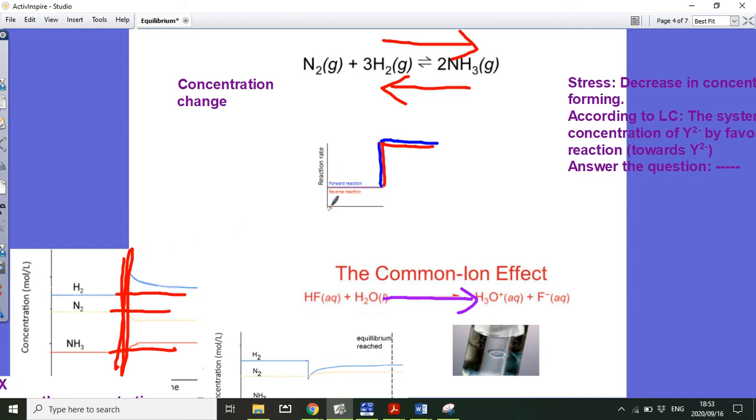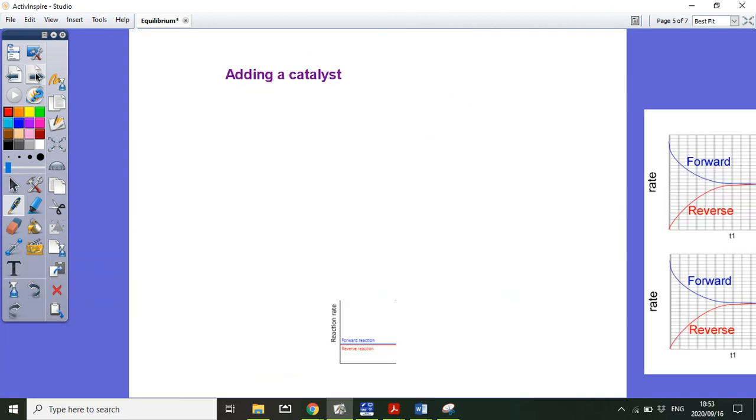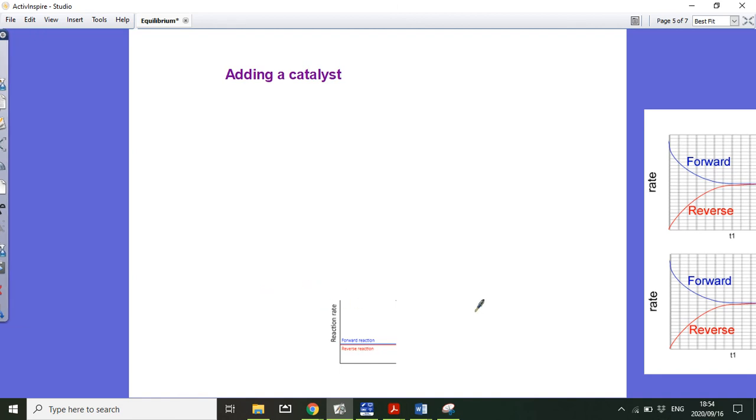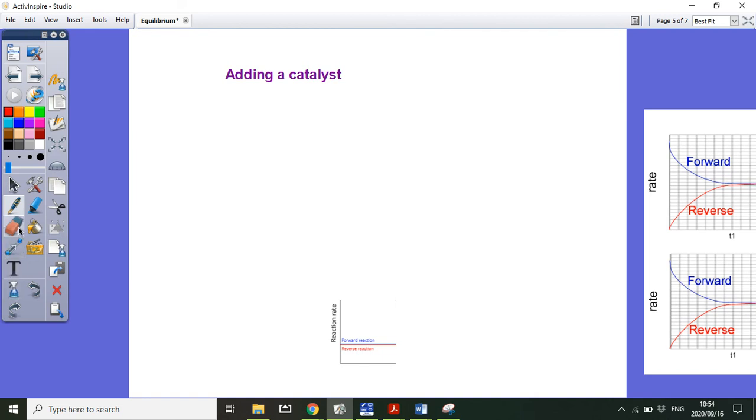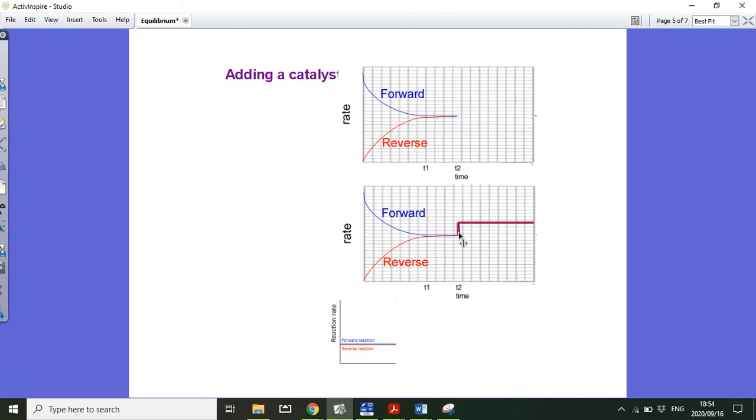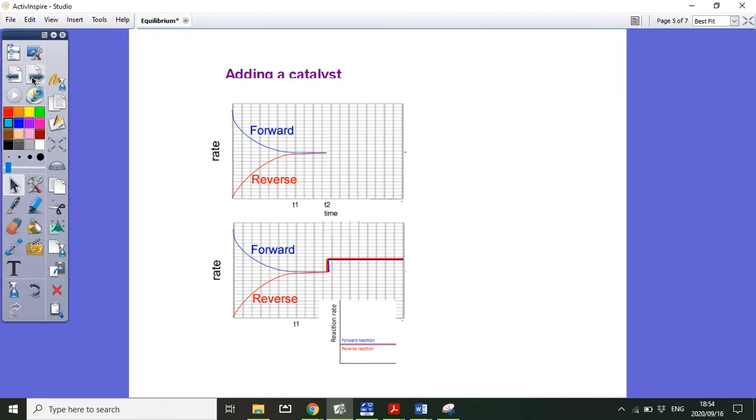So please look out. The catalyst does not affect the equilibrium position. It just speeds up the rate of both reactions. So both lines will go up. Oh, I actually made a space for the catalyst. But you know now already. So the forward and the reverse reaction will both go up. So if you add a catalyst, they will both go up and then they will stay at that higher rate. So this is pretty easy.